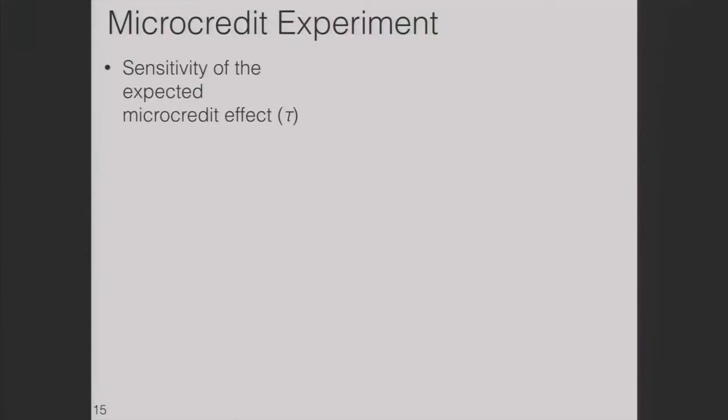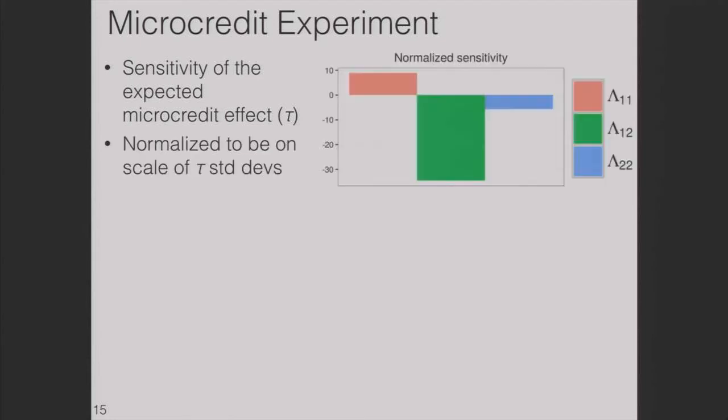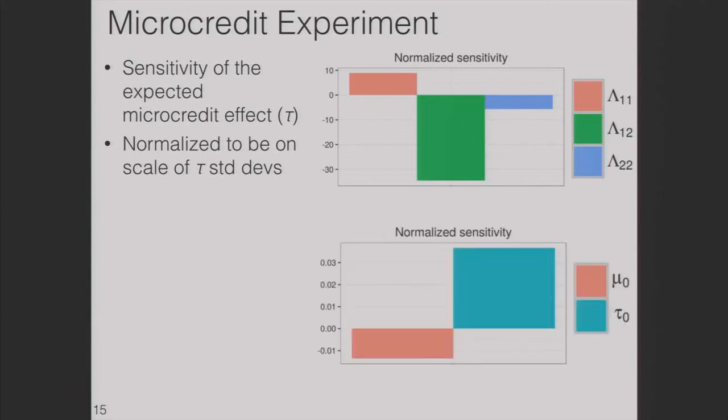OK, again, just to see how this might affect us, we could calculate the sensitivity of the microcredit effect with normalization to be on the scale of tau standard deviations, because that's the interesting thing at the end when we're making this decision: is microcredit helping people?